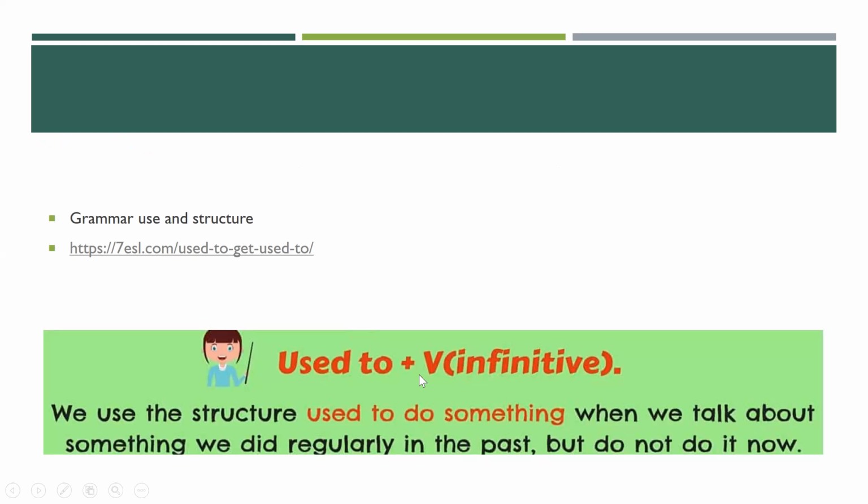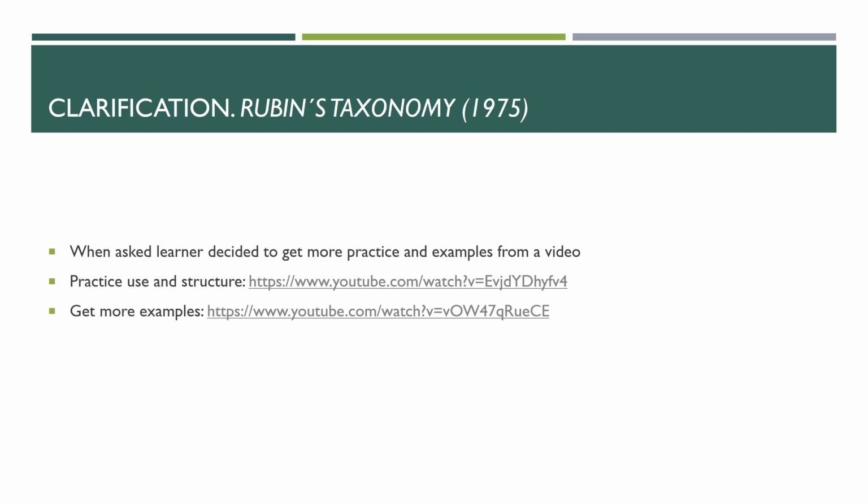So this image, we took it from this web page, and it is very basic. It is only like the general structure and the general use. We use the structure used to do something when we talk about something we did regularly in the past, but we do not do it now. Okay, so according to Rubin's taxonomy, this is like the first step, clarification, okay?